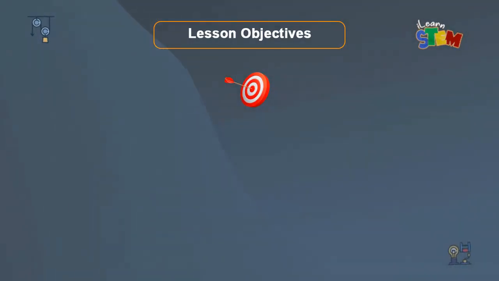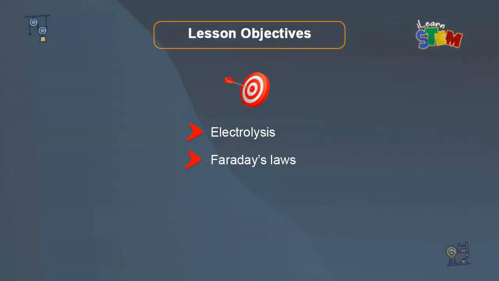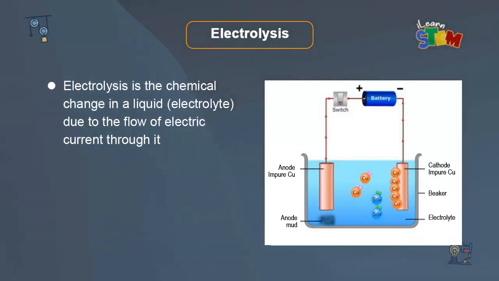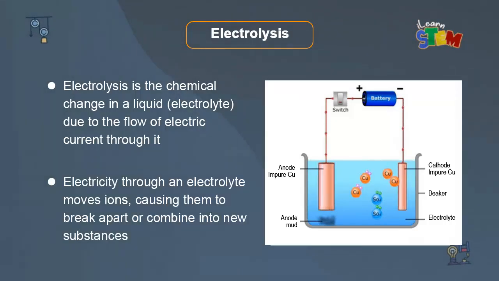Today's objective is to explore the concept of electrolysis and Faraday's laws. Electrolysis is a process where electricity is used to cause a chemical change in a liquid. This liquid is called an electrolyte. When electricity flows through the electrolyte, ions move, causing them to either break apart or combine to form new substances.